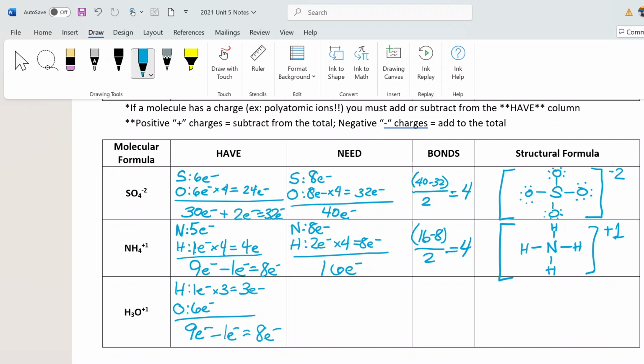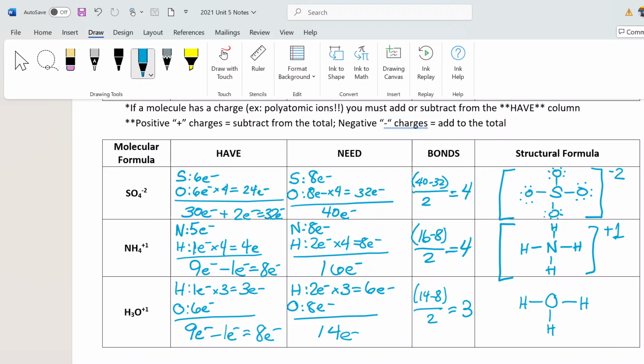Okay. Now, hydrogen needs 2 electrons. There's 3 of them, so that gives me 6. Oxygen needs 8 electrons for a total of 14. Okay, so now I'm going to take 14 minus 8, divide it by 2, and we get 3 bonds. So again, oxygen is my central atom, and I'm going to have a hydrogen bonded to it, a hydrogen bonded to it, and a hydrogen bonded to it.